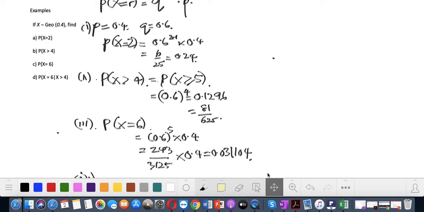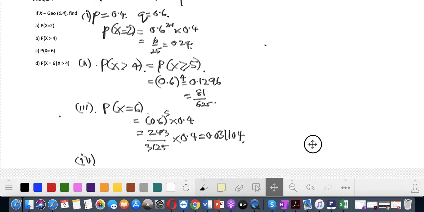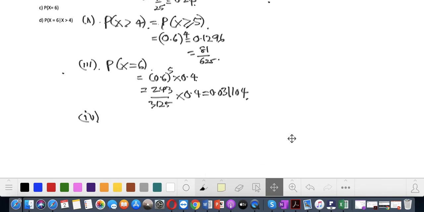Okay, let's look at question number 4. Question number 4 is basically asking about conditional probability. What is the probability that they are looking for? The conditional probability is P(X = 6) given x is greater than 4, meaning given that x is greater than 4, what is the probability of getting 6?